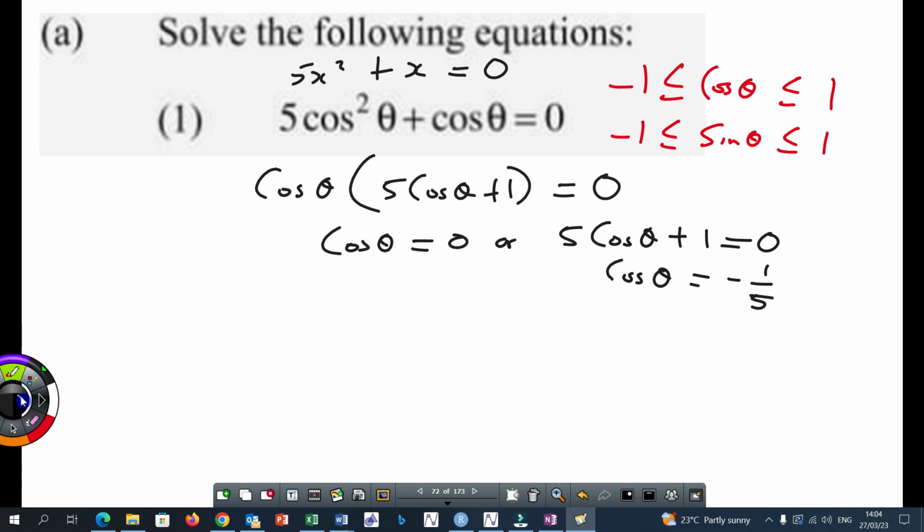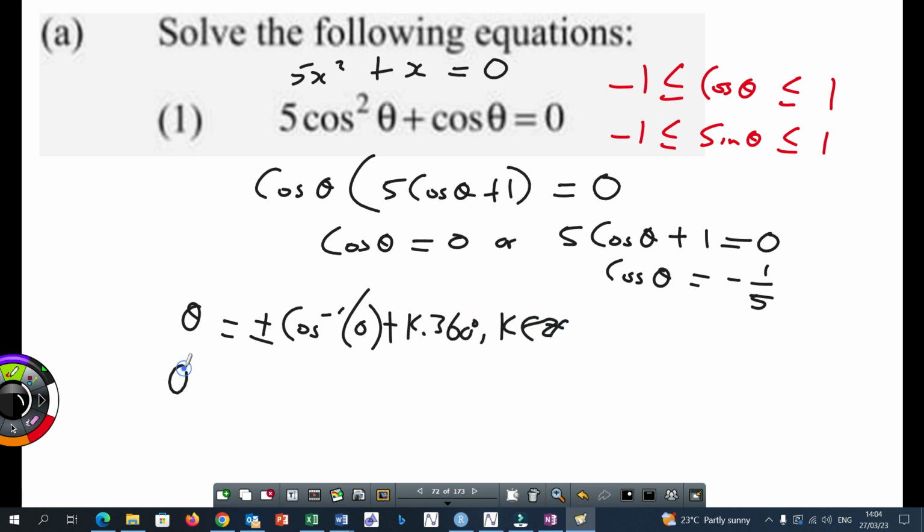Right? Now, once I have got these two, I'm almost there. I'll bring in my general solution. So theta for the first equation, this one here, is going to be plus or minus shift cosine of 0, which I know is 90 degrees, where k is an element of Z. So here I'll get my 2 general solutions: plus or minus 90 degrees plus k times 360, where k is an integer. So these are the first 2.